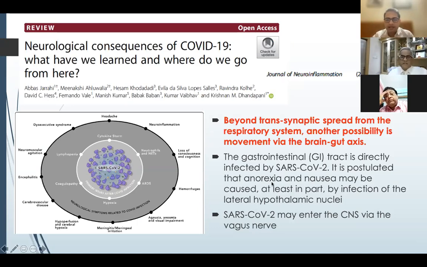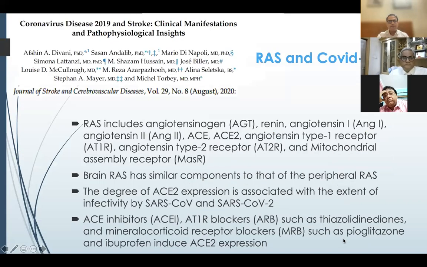The GI tract is directly infected by SARS-CoV-2, we know that. It is postulated that anorexia and nausea may be caused at least in part by infection of the lateral hypothalamic nucleus. And since the gut is extensively innervated by the vagus nerve, retrograde transmission of the virus through the vagal afferent pathway to the brain is also another possible mechanism for the virus to enter the nervous system.